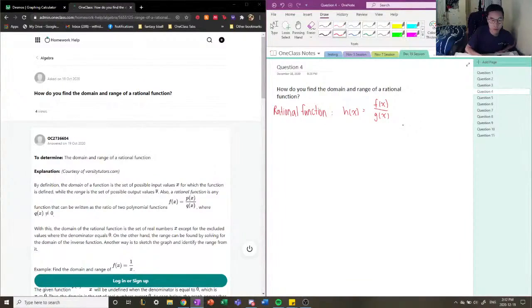This has to do with limits, but we have to realize that the denominator function can never be equal to 0, because anything divided by 0 is undefined. So in this case, the domain will be x belongs to any real number except for values of x where g of x is equal to 0. Let me just write g of x equal to 0. So that's the domain. Whatever values of x make g of x equal to 0 cannot be within our domain.